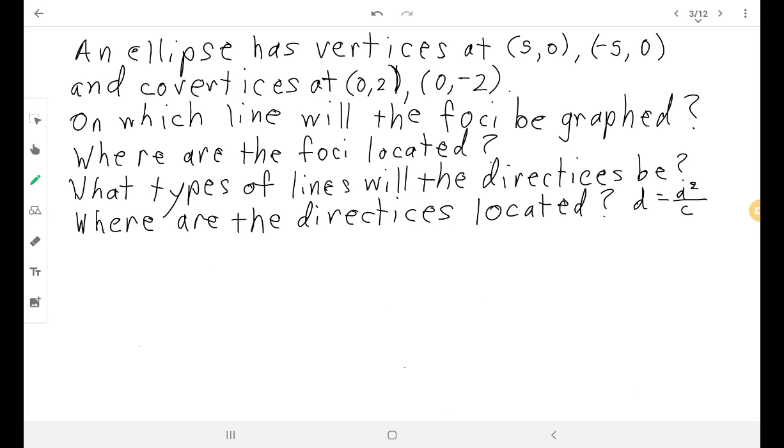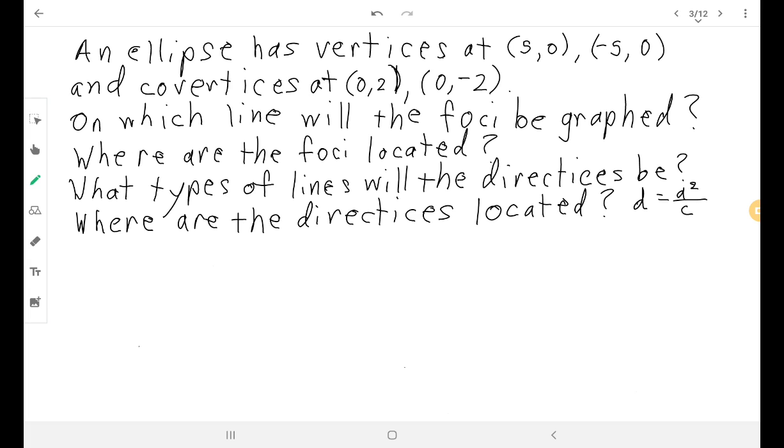All right, so let me read this question to you. It's a fairly long question. It says, an ellipse has vertices at 5, 0 and negative 5, 0, and co-vertices at 0, 2 and 0, negative 2. On which line will the foci be graphed? That's the first question we're going to ask. Where are the foci located? What types of lines will the directrices be? And where are the directrices located?